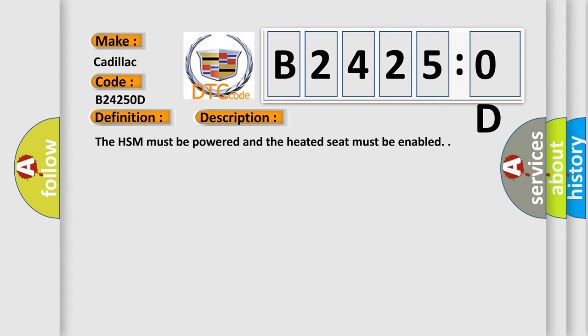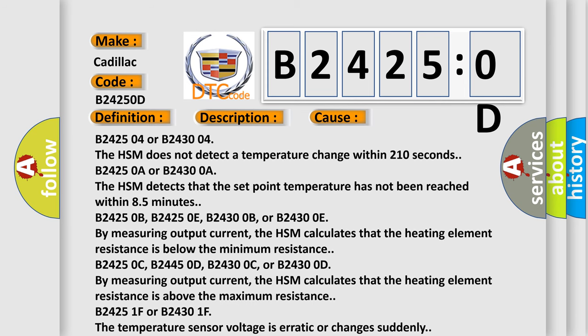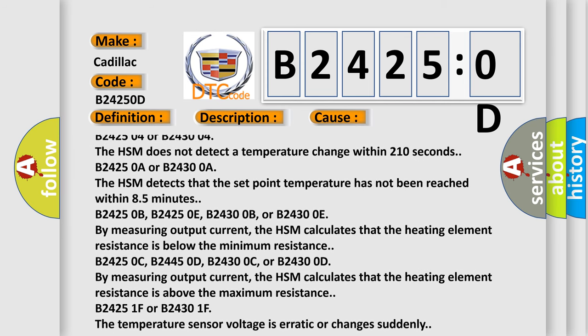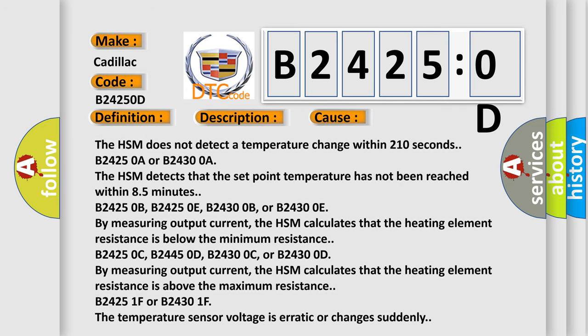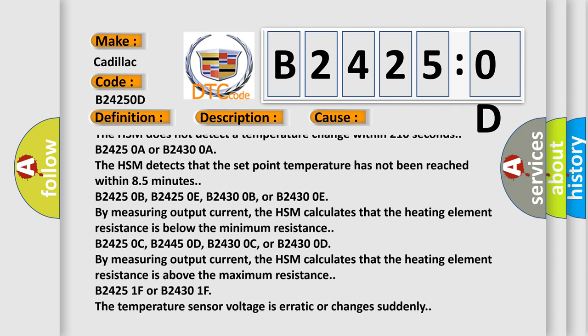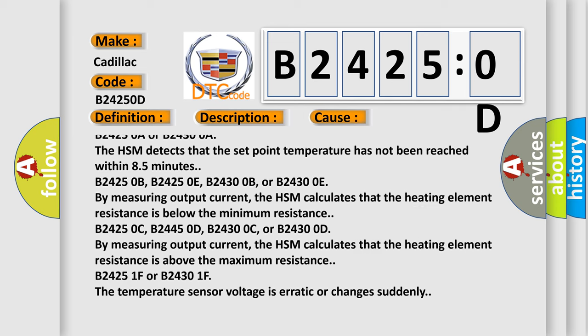The HSM must be powered and the heated seat must be enabled. This diagnostic error occurs most often in these cases: B2425-04 or B2430-04. The HSM does not detect a temperature change within 210 seconds. B2425-0A or B2430-0A. The HSM detects that the set point temperature has not been reached within 8.5 minutes.